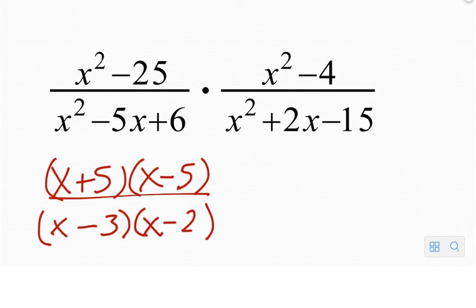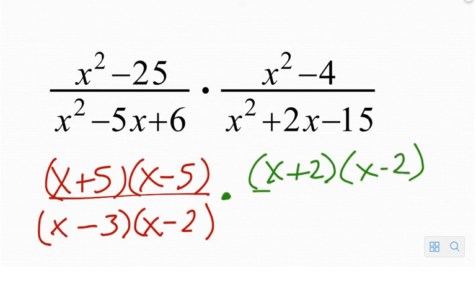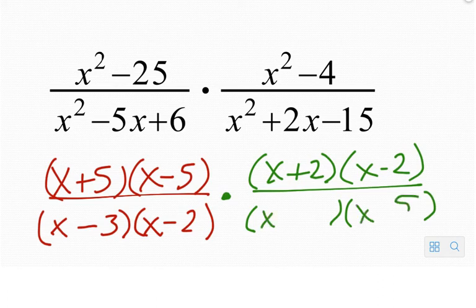Now you might think, well, I don't see anything that factors or that cancels, and so what's the point? But we're not done yet. So the next thing we're going to do is go over here to this other one, and we're going to take x squared minus 4, and we're going to factor that. That's a difference of squares. And then our denominator, x squared plus 2x minus 15. Okay, and so that's what we've got.